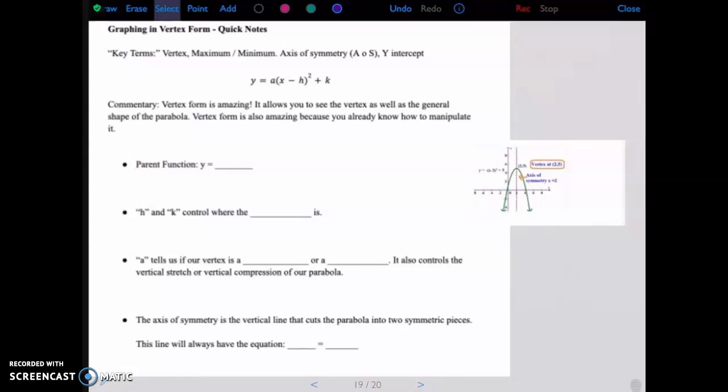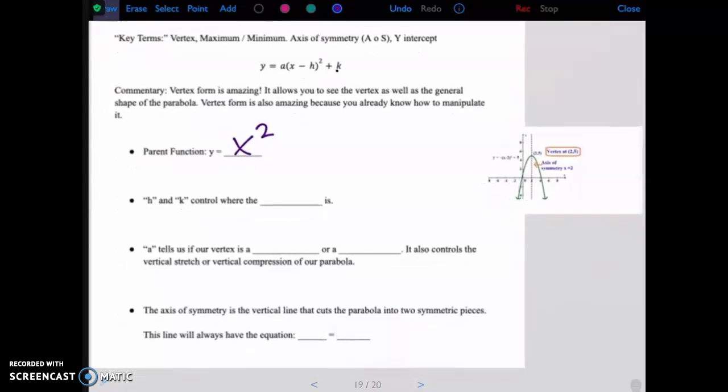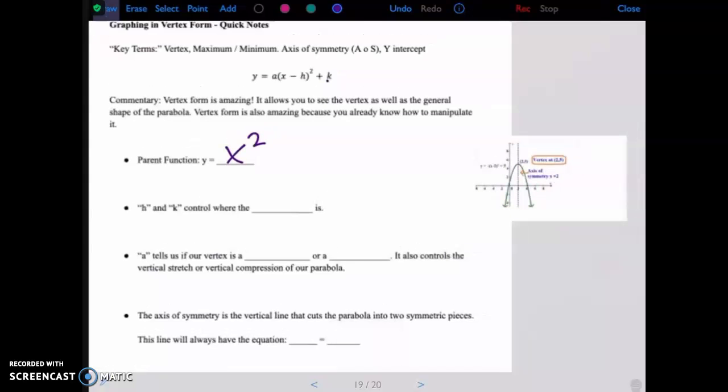So you already know about your parent function, y equals x squared. When you add something to the input, you're moving it to the left. When you subtract something from the input, move it to the right. This k value is going to control up and down, and the a value is going to control two things. It's going to control if you have a stretch or a compression, and it's also going to control if you have a parabola that's opening up or down. So h and k control the vertex, where the vertex is.